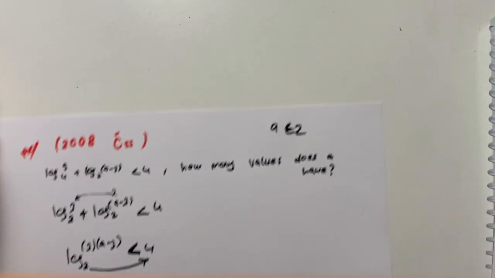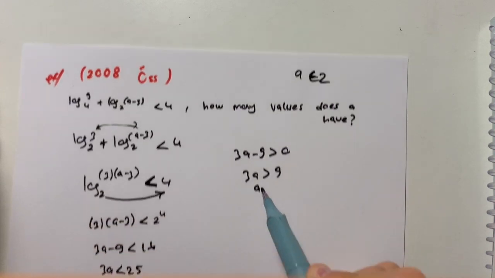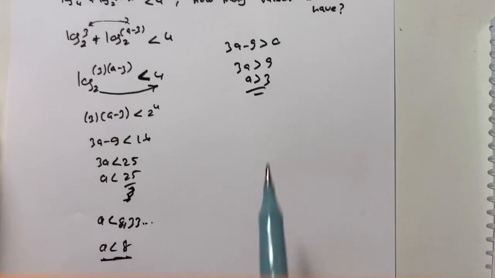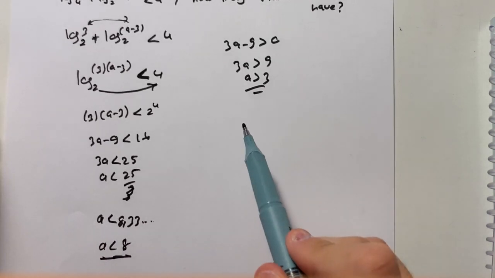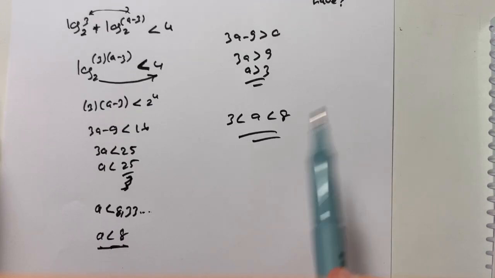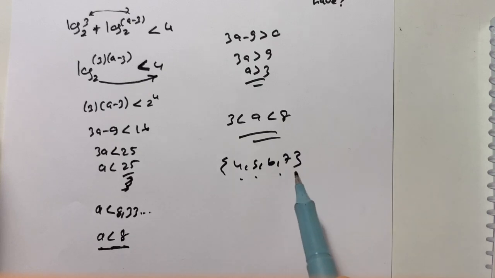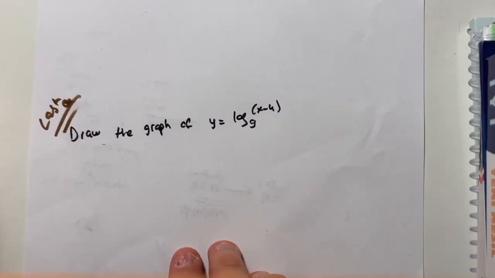But we also have one more thing to check. It is that 3a minus 9 must be bigger than 0, since it's a logarithmic function. So we have two boundaries, and let's write it into one inequality. So our interval is that, and if we find the integers in that interval, we can write this set. So we have 1, 2, 3, 4. And now let's move on to the last question.